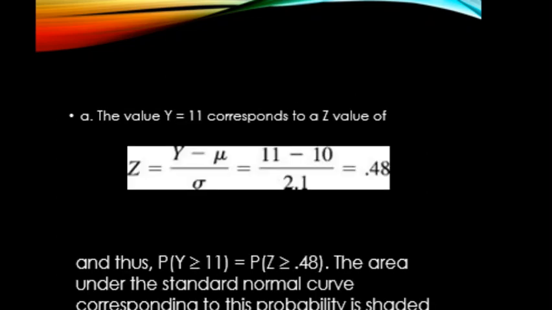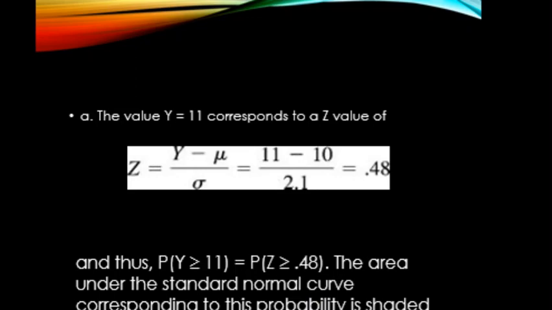Okay, so let's first try this, finding the probability of y greater than or equal to 11. The first step would be to convert this variable y to its corresponding z value. The z value corresponding to y equals 11 will be 11 minus the mean, which is 10, divided by the standard deviation, which is 2.1. So the corresponding z value is 0.48. This is equivalent: the probability of y greater than or equal to 11 is the same as the probability of z greater than or equal to 0.48.